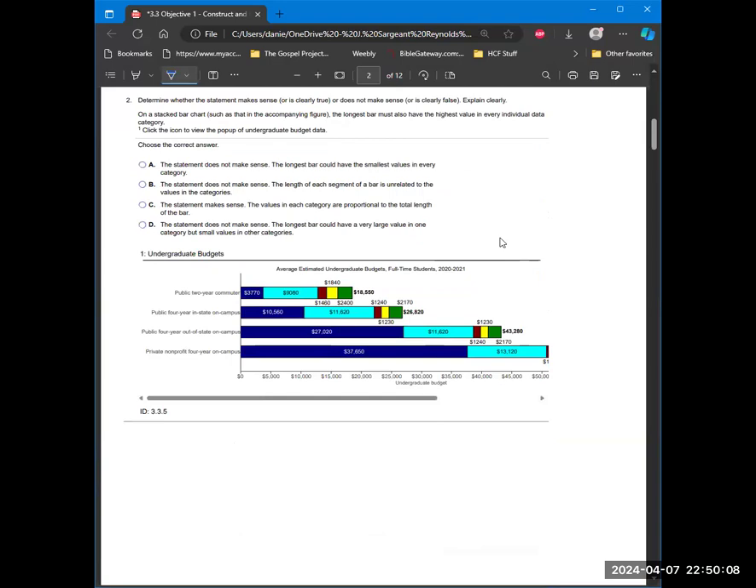Determine whether the statement makes sense or is clearly true, or does not make sense or is clearly false, and explain clearly. On a stacked bar chart, such as that in the accompanying figure, the longest bar must also have the highest value in every individual data category. So that statement does not make sense. The longest bar could have a very large value in one category, but small values in other categories. So that's D. Remember, it's usually the cumulative. So just because it has the largest total sum doesn't necessarily mean that it has the biggest number in every category.